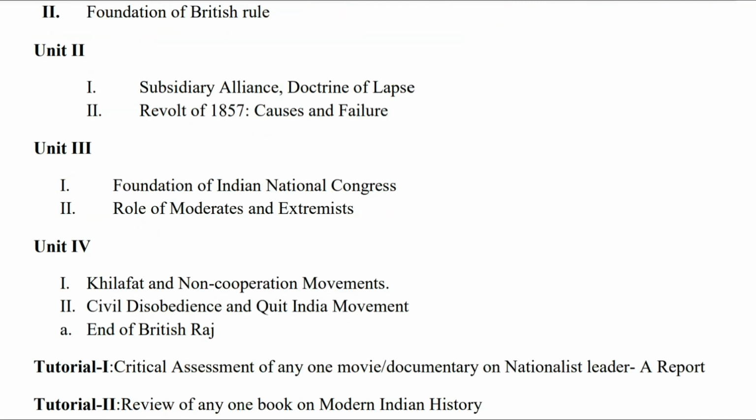In Unit 3rd, you have to study number 1st, foundation of Indian National Congress, number 2nd, role of moderates and extremists. In Unit 4, you have to study number 1st, Khilafat and non-cooperation movement, number 2nd, civil disobedience movement and Quit India movement. Number 3rd is end of British Raj.